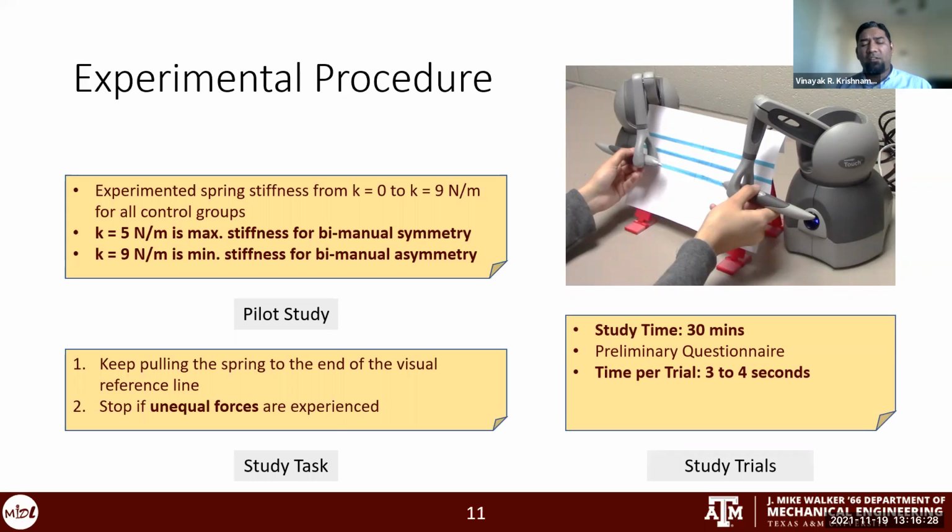We randomized across the 4 conditions, and for each condition, the participant did 3 trials. Essentially, every participant did 60 trials in a span of 30 minutes. We also had both pre and post questionnaires.